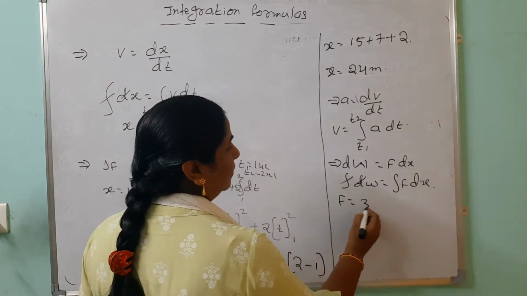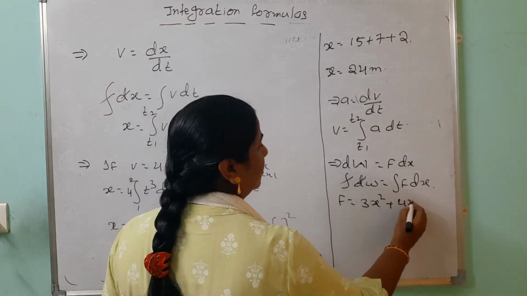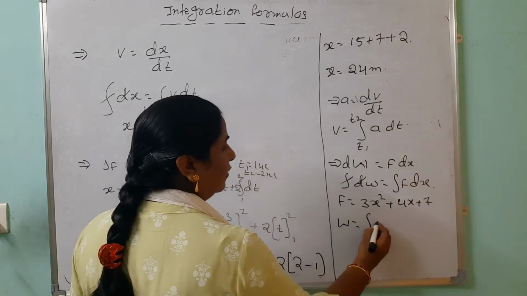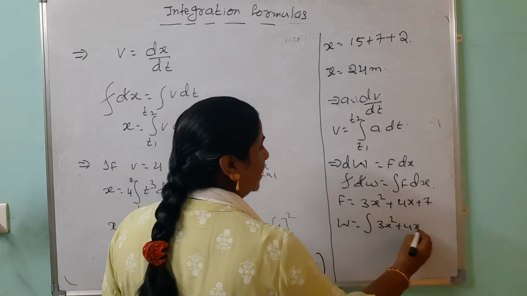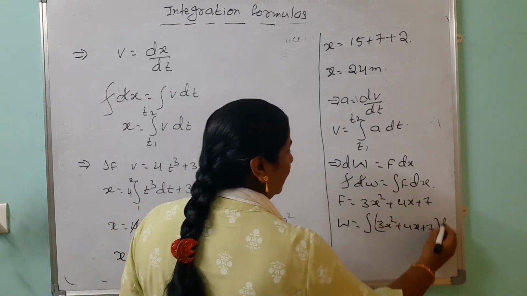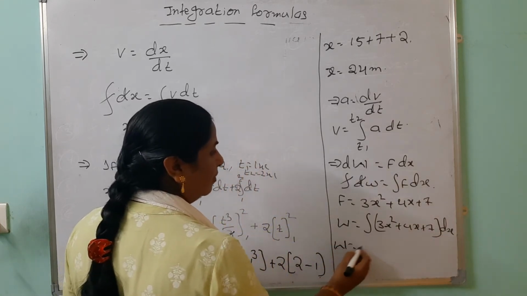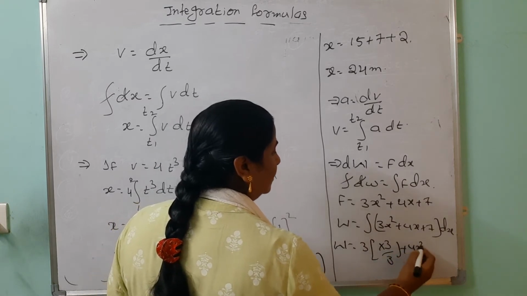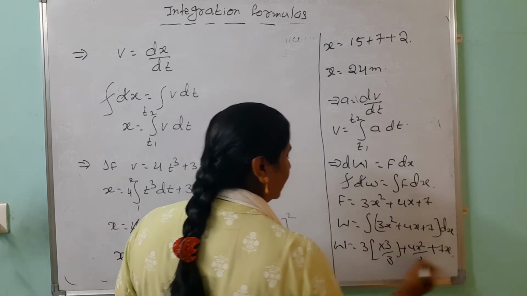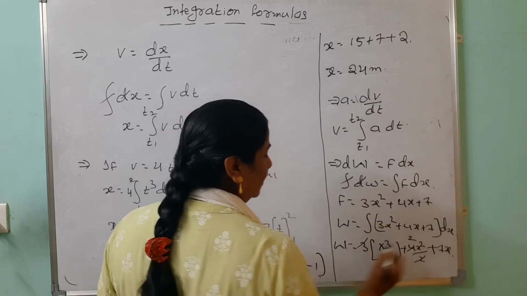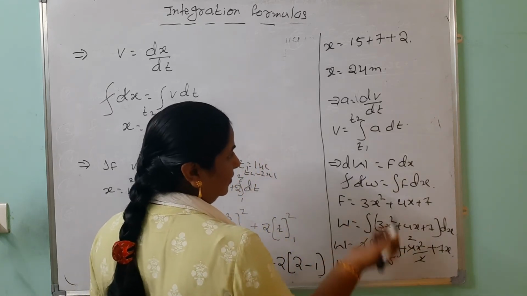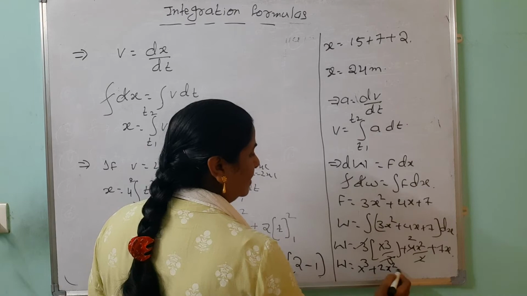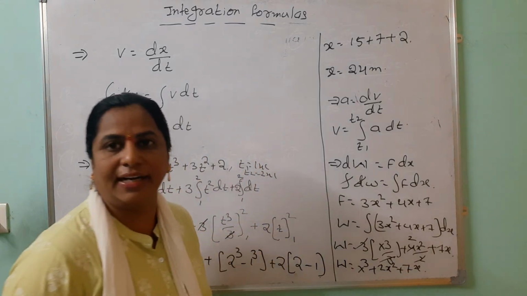Suppose f equals 3x square plus 4x plus 7. Then how do we find the work done here? See, integration of 3x square plus 4x plus 7 into dx. After simplification, work done is how much? 3x cube by 3 plus 4x square by 2 plus 7x. So here 3 cancels, 2 by 2. Finally we get the work function in terms of the displacement only: x cube plus 2x square plus 7x. Like that we can find the work done.